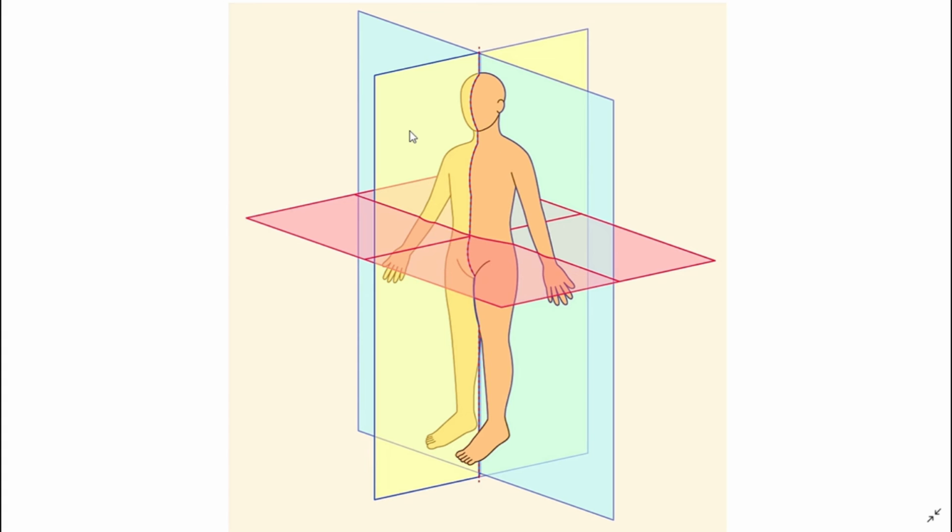And this yellow, this is the sagittal plane. How is it sagittal? It divides the body into left and right, no. And this coronal plane divides into back and front view.